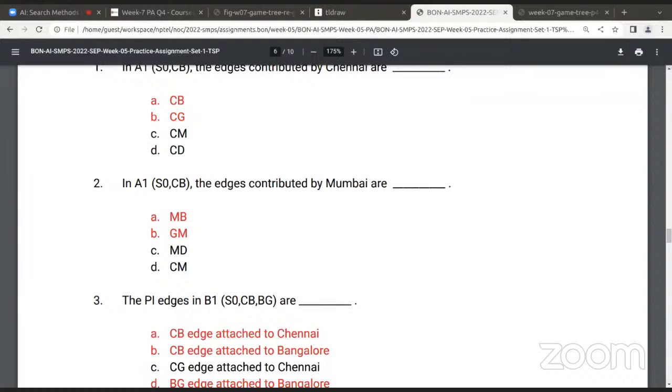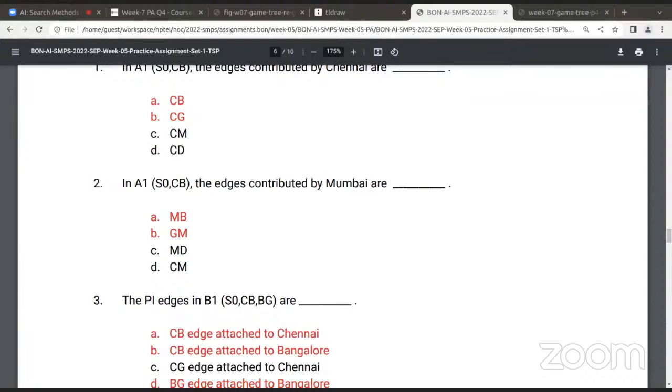One minute. Mumbai. Why did I do this? What is the reasoning behind it? It may be a typing mistake or reasoning. We'll see what it is. The edges contributed by Mumbai are: from Mumbai, I can go to Goa. This is A1. Oh, it's correct only. You wrote it opposite. It's GM. One minute. Mumbai to Goa.